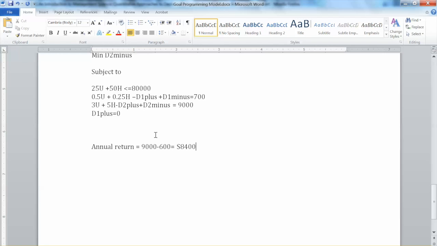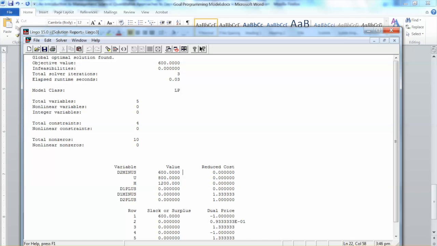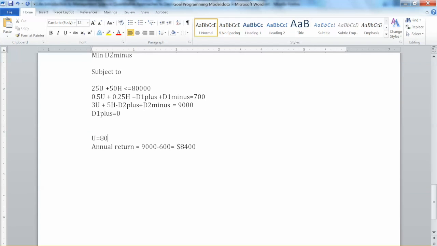In this problem, we set two different goals. On one side, we want to contain the risk, and on the other side, we want to increase the return. This is a very hard decision to make, since the first priority, the most important one, is to contain the risk. We want to make sure the total risk index does not exceed 700, which will affect the total annual return. The solution shows that U equals 800 and H equals 1200. Thus, the best solution for this problem is to buy 800 shares of US oil stock and 1200 shares of hub property stocks. And that is how we solve a goal programming model using Lingo.